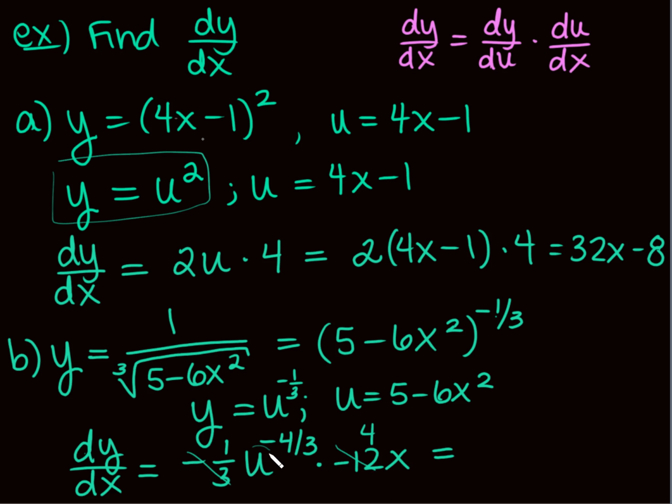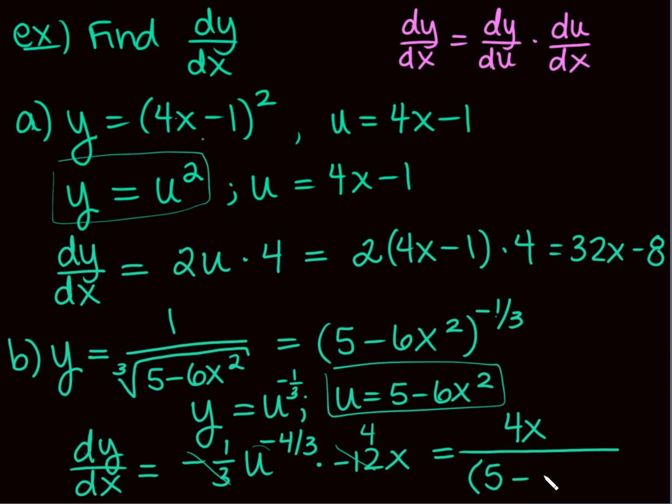And then I want to rewrite this u. So what do I have in the numerator? That 4x is going to stay in the numerator, because it has a positive exponent. And then this negative 4/3, it says I'm in the wrong place, so I'm going to put it in the bottom. But instead of having a u, I'm going to come back to what I defined my u to be, which was the 5 minus 6x squared. So I have 5 minus 6x squared all to the 4/3. And that's my derivative. Isn't that neat?